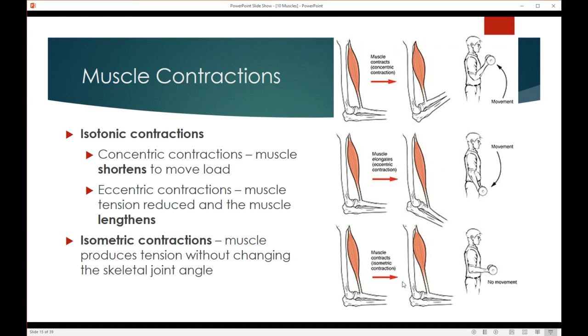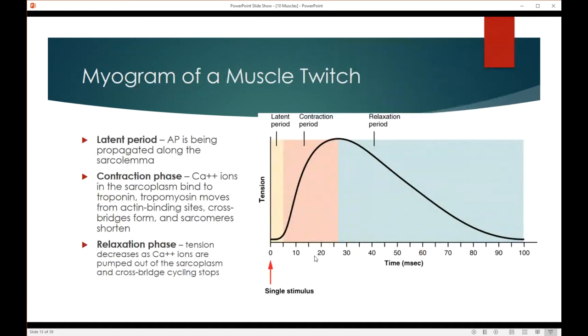So when we go all the way down. Okay. And then we can isometrically contract. And isometrically contract means that the muscle is going to produce tension, but we don't change the skeletal joint angle. So you're just holding it in place, no movement. So this is a myogram of a muscle twitch. It's a graph showing what a muscle is doing.